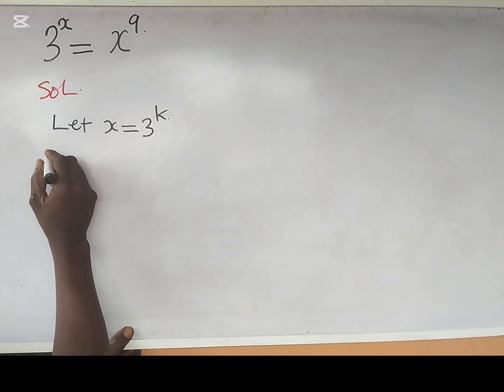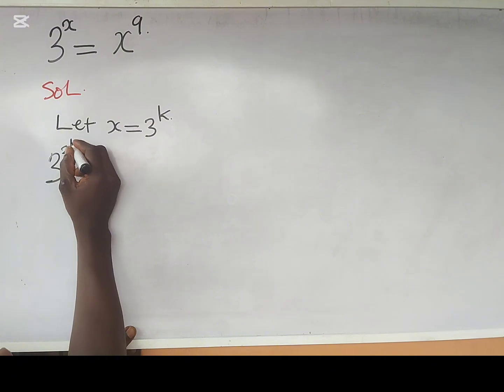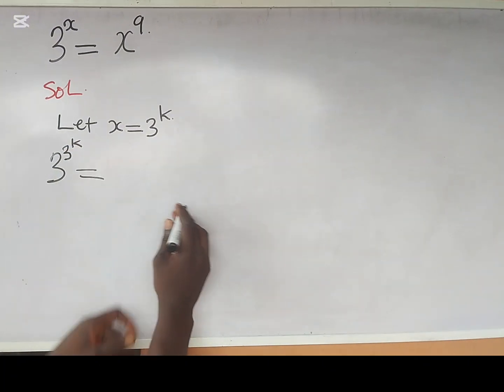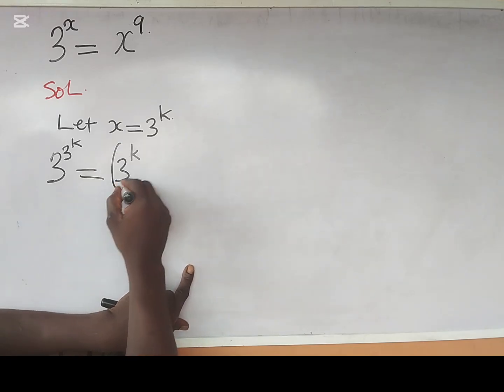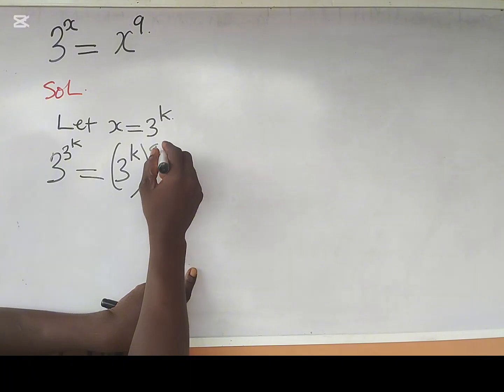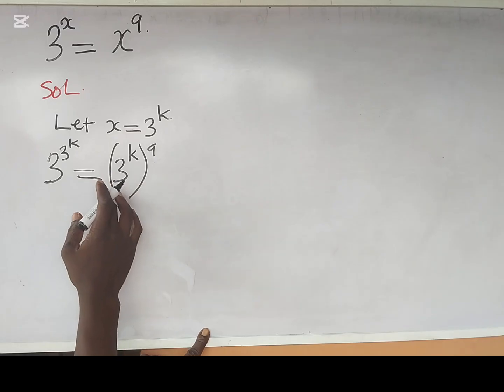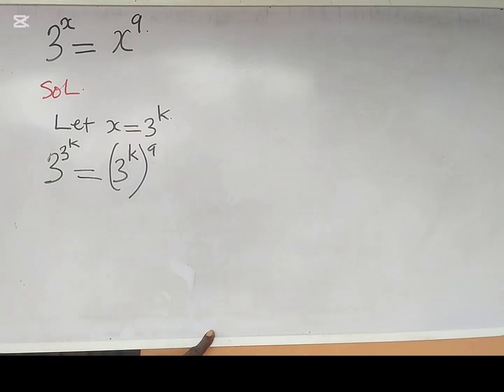So this becomes 3 raised to the power of 3 raised to the power of k is equal to 3 raised to the power of k, into brackets 9. Having gotten to this point, we can simplify this further by applying the exponent rule of indices.